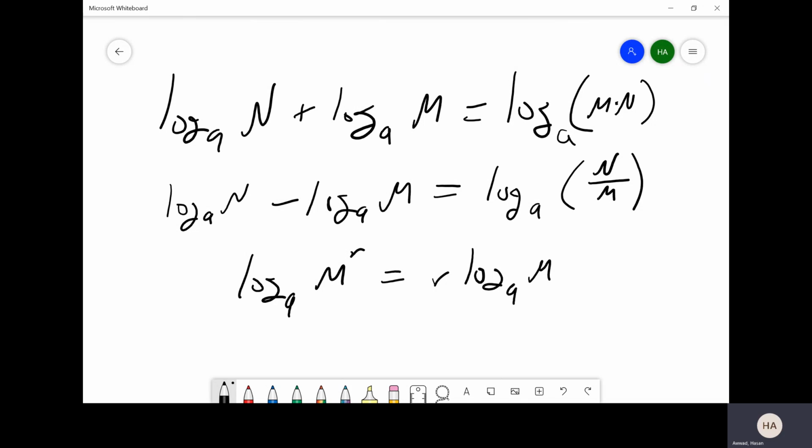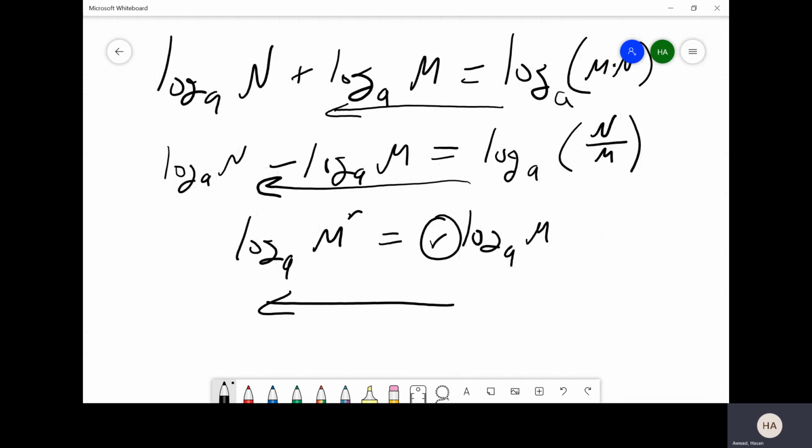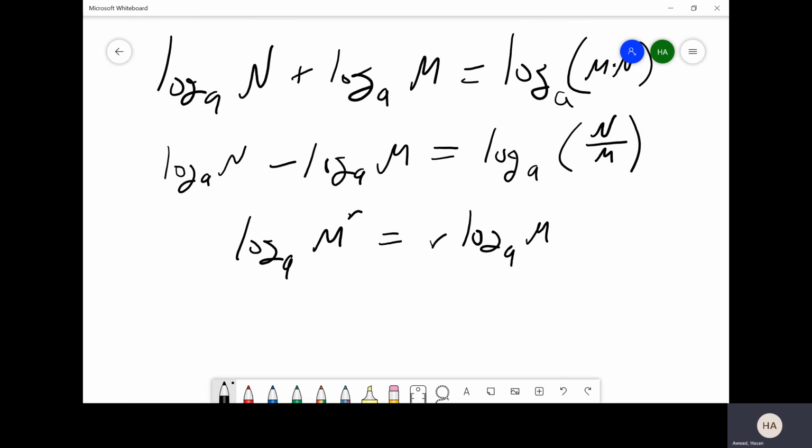The converse says, if we have one logarithm with two things being multiplied inside, we can always break it up into two logs separated by addition. If we have one log where there's division going on inside, we can separate it by subtraction into two logs. And last but not least, if we have a coefficient in front of a logarithm, we can always move that coefficient to be the exponent on the value inside the logarithm. So it doesn't matter what direction you're going, these rules will hold true. These are just standard logarithm rules.